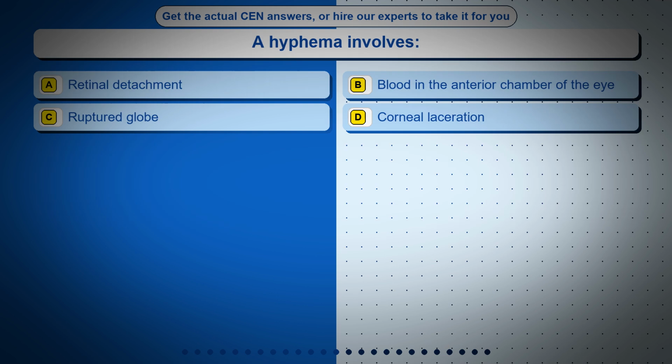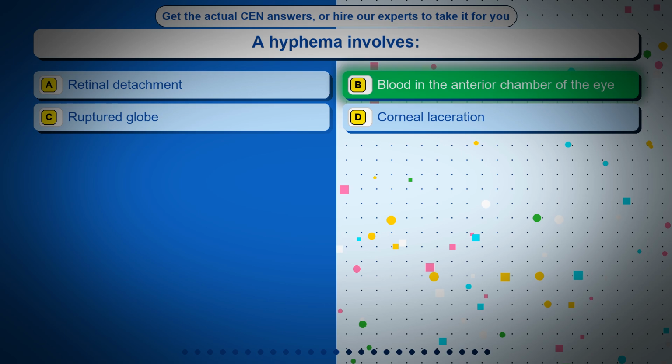Question 13. A hyphema involves: Option A, retinal detachment. Option B, blood in the anterior chamber of the eye. Option C, ruptured globe. Option D, corneal laceration. The correct answer is option B, blood in the anterior chamber of the eye.